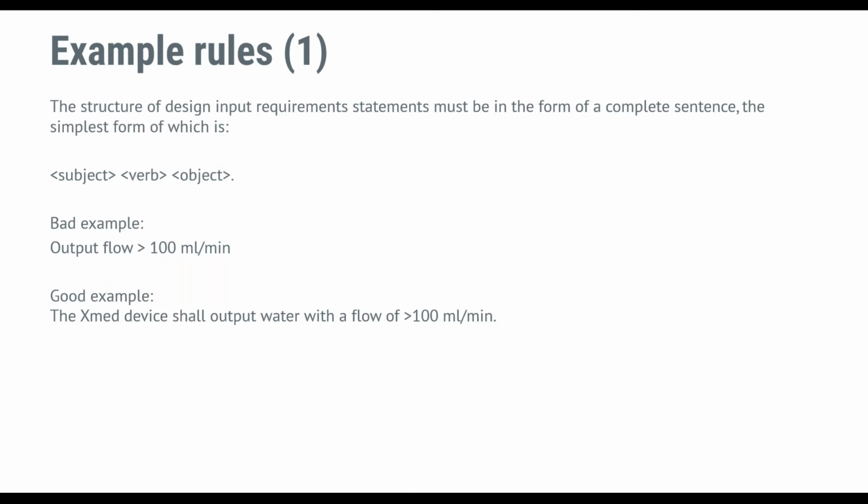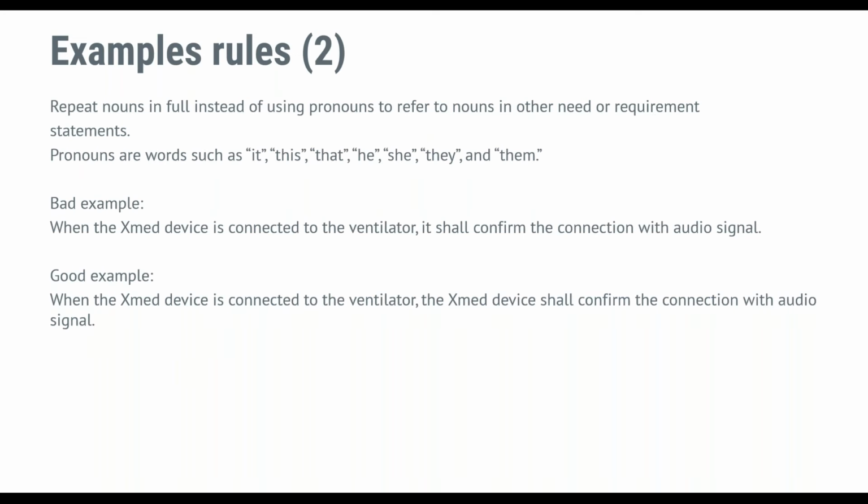When writing stories, pronouns are useful for avoiding repetition of nouns, but when writing needs and requirement statements, pronouns are effectively cross-references to nouns in other needs or requirement statements, and as such, they are ambiguous and should be avoided.